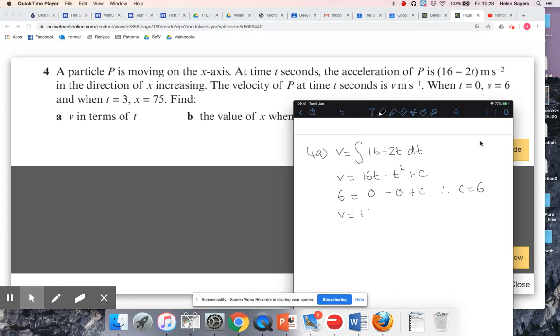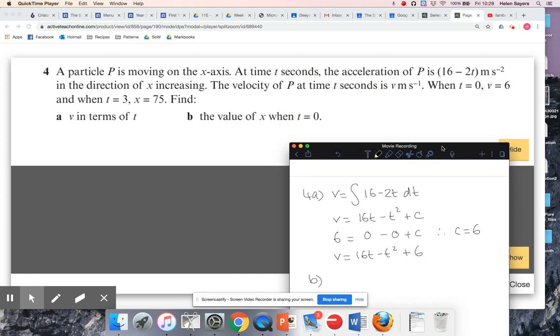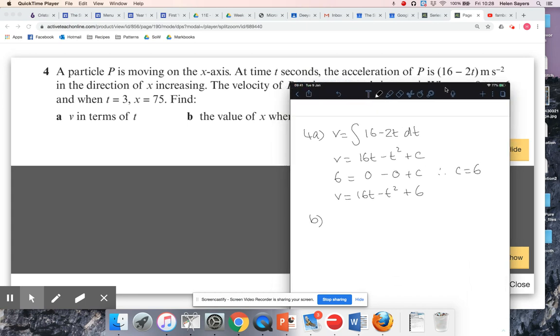So there's my full answer to part A. Okay, so just do not forget whenever you integrate, if it's not definite integration, if you're not substituting in limits, do not forget the plus c. Okay, so then it asks me for the value of x when t is 0.